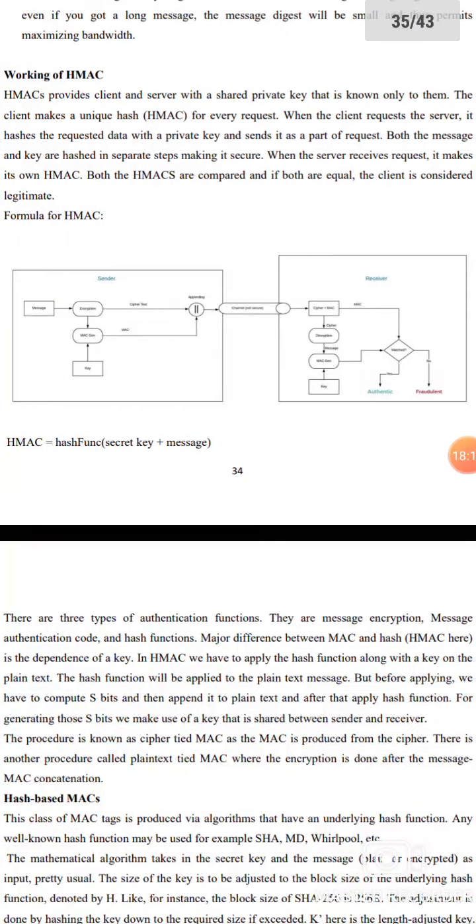To make it secure, when the server receives the request, it makes its own HMAC. The two HMACs are compared, and if both are equal, the client is considered legitimate. The formula of HMAC.